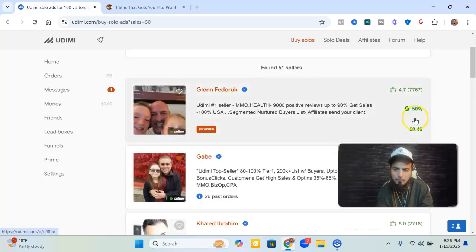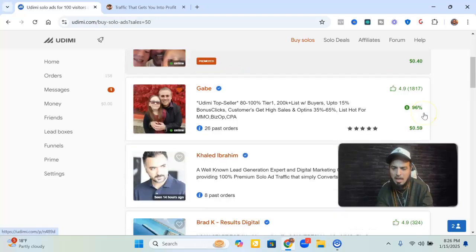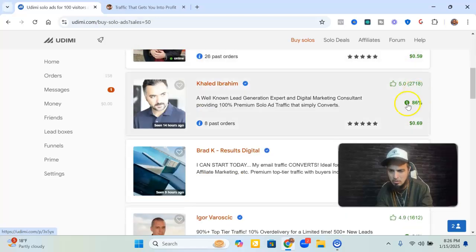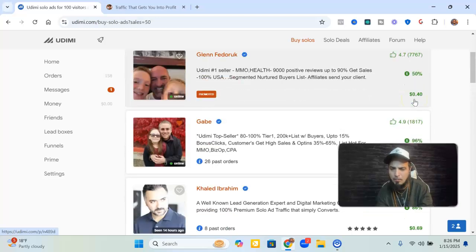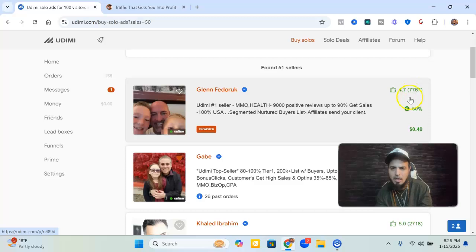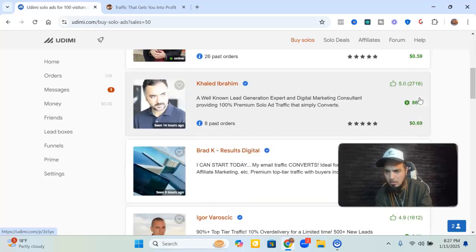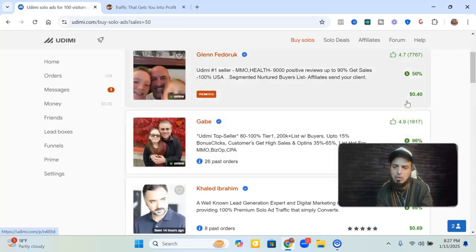And so what you want to do is look at the sales. So look at the sales and see what the sales say. It has a percentage right here, and then you want to look at how many reviews. So there's over 7,000 right here. There's 1,800 right here. There's 2,700 right here. And so you want to look at that. And then you could look at price, right? So you could find somebody who fits your price.